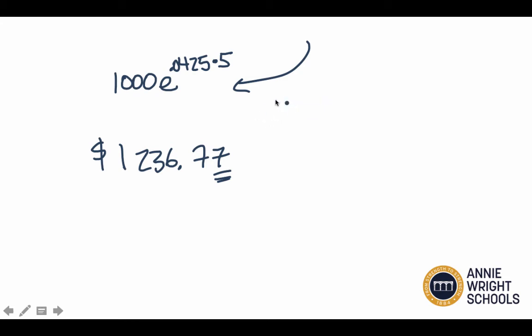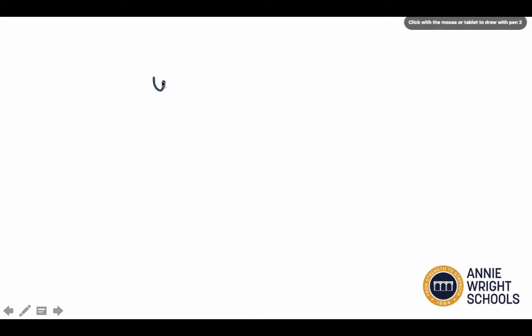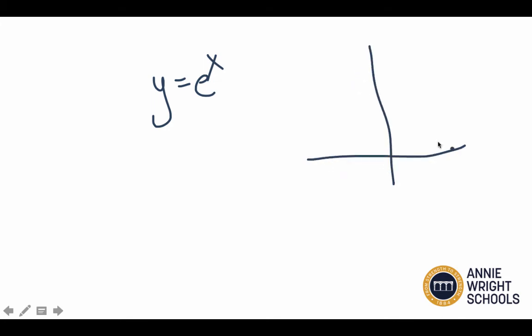Now that we've got this new number, I also want to talk to you about y equals e to the x. Here's the graph y equals e to the x. It looks something like this. It has the point 0, 1. It has the point 1, e. And it has the point -1, 1 over e.